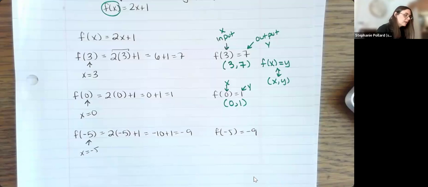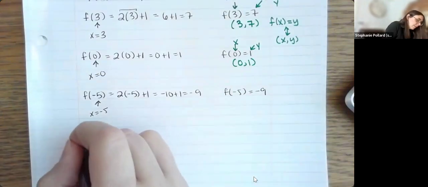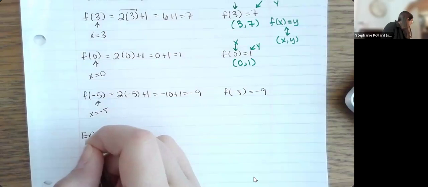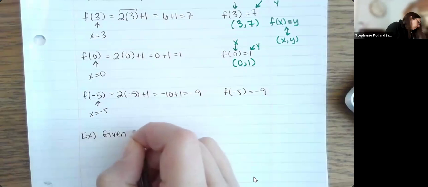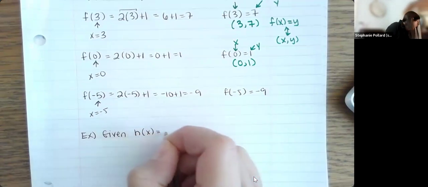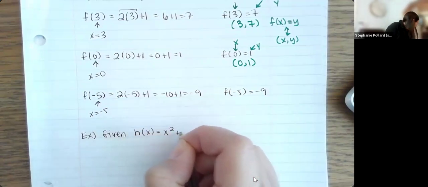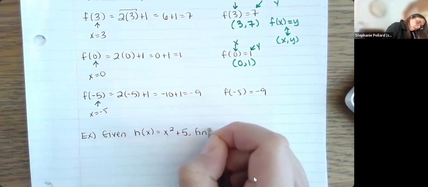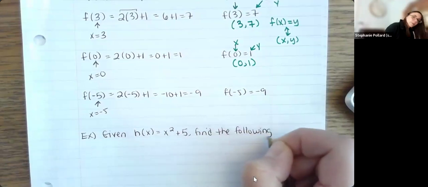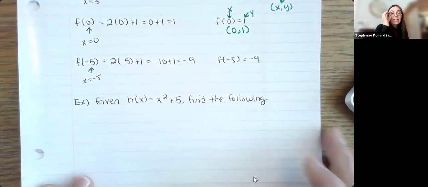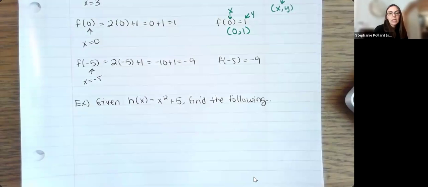Okay, let's do one more example. All right, so let's do something a little more complicated. How about... all right, so here it says h of x equals x squared plus 5. So where it's in function notation, you know that anytime I plug in an x, I'm going to just get one answer. So I'm telling you it's a function.